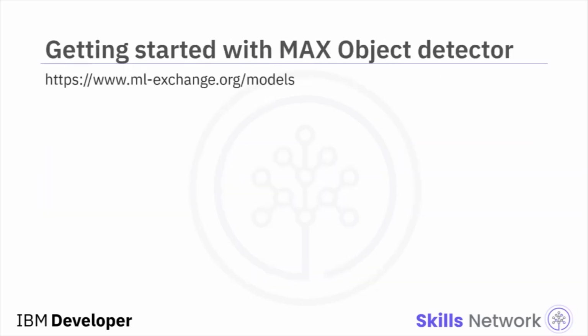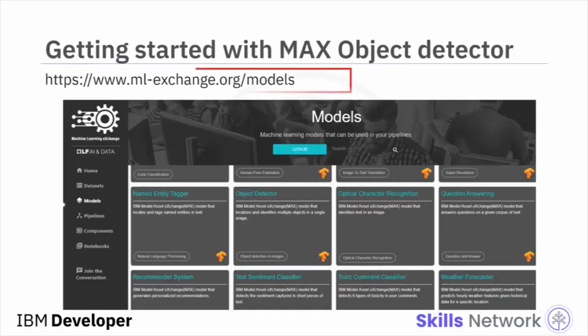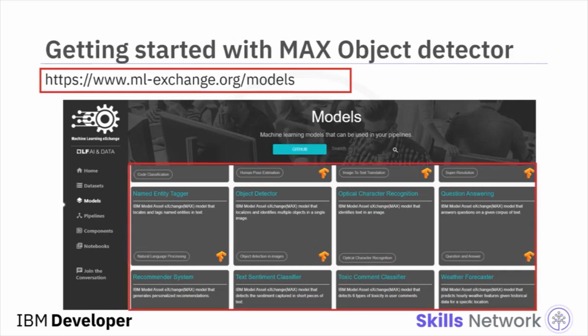Let's now explore some machine learning models. Go to mlexchange.org. Here you can view and use multiple predefined models. We'll explore the predefined object detector model. This model will recognize objects in an image because it consists of a deep convolution net-based model for image feature extraction and added convolutional layers specialized in object detection.